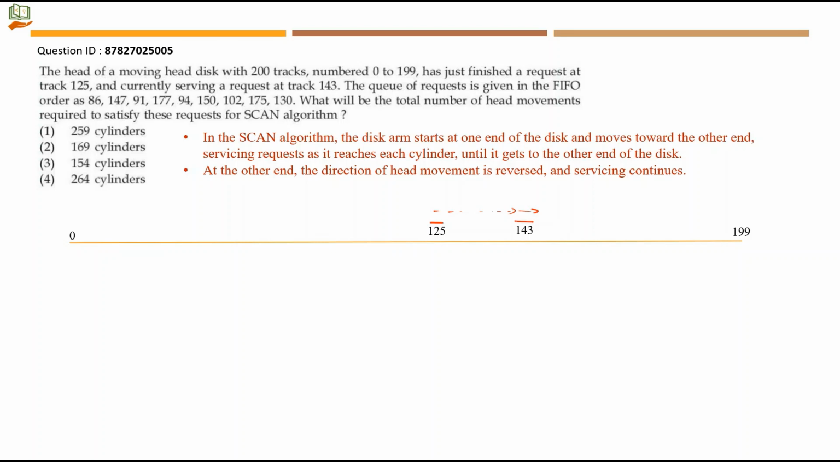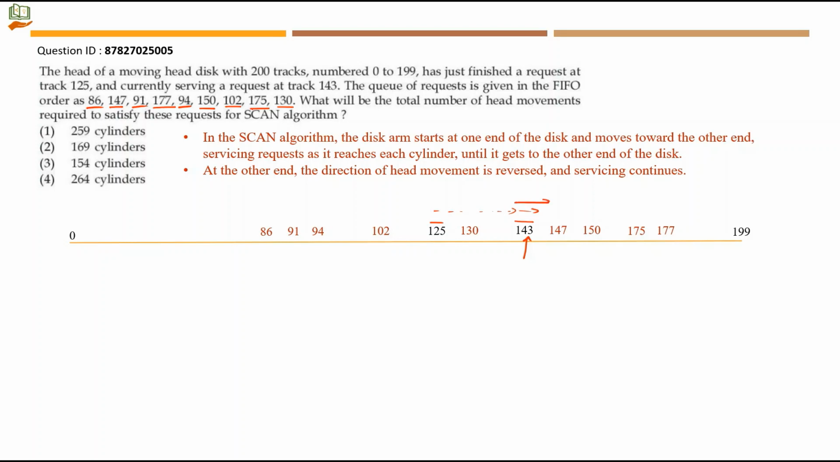Now the queue of requests is given. We will arrange it in ascending order: 86, 91, 94, 102, 130. These are before 143. After 143 we have 147, 150, 175 and 177, and the end is 199. Now currently the head is serving a request at 143.